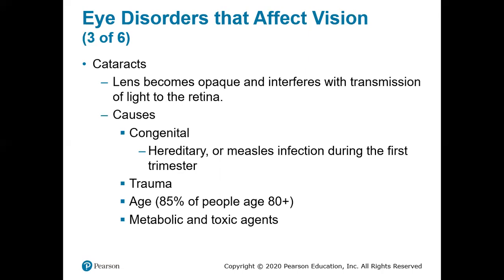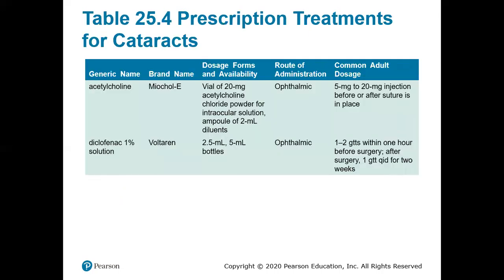The next we'll look at is cataracts. It's on page 384. The lens becomes opaque and interferes with transmission of light to the retina. Causes can be congenital, such as hereditary or measles infection during the first trimester, trauma, age, 85% of people over the age of 80 are afflicted with this issue, and metabolic and toxic agents. Table 25.4, prescription treatments for cataracts, is detailed on page 385.